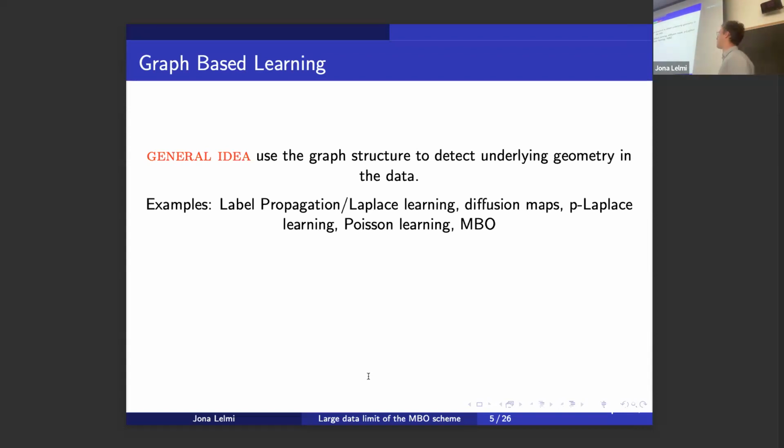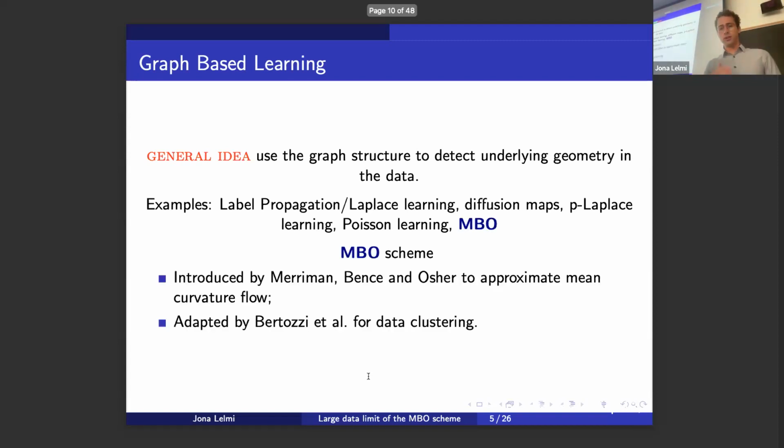And there are several examples. So for instance, label propagation, also known as Laplace learning. Then you have diffusion maps, p-Laplace learning, Poisson learning, and MBO. So we focus on MBO in this talk. And MBO stands for Merriman, Bence, and Osher, who actually introduced this scheme as a numerical scheme to approximate evolution by mean curvature flow. So it was not thought of as a data clustering algorithm. But then Bertozzi and others revisited the scheme for data clustering.